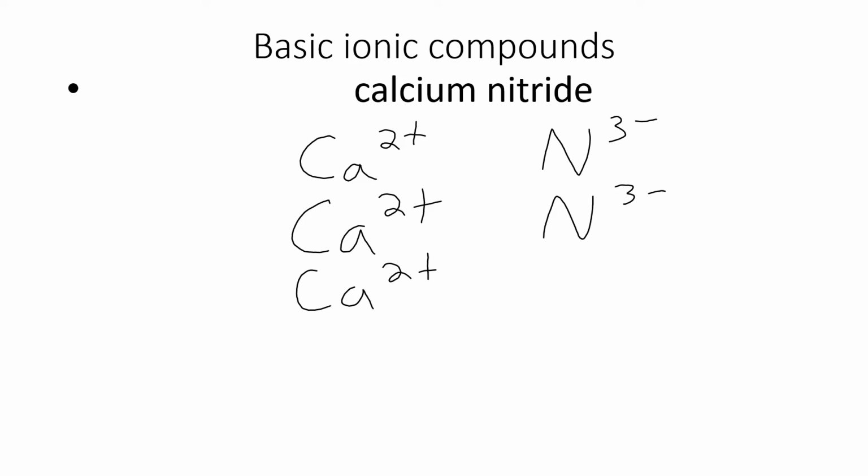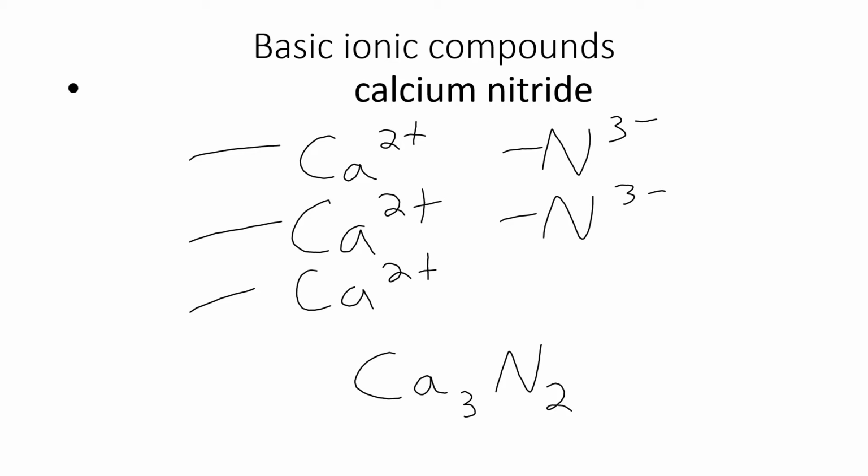So now I can just write my formula. Well, positive ion comes first, that's the calcium. How many calciums do I have? Well, I have 1, 2, 3 calciums. Negative ion comes second, that's the nitrogen. How many nitrogens do I have? 2 nitrogens. So my final formula is Ca3N2.